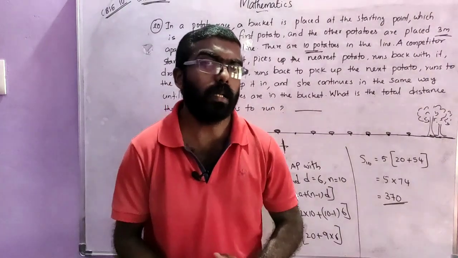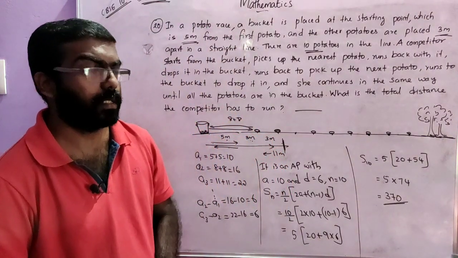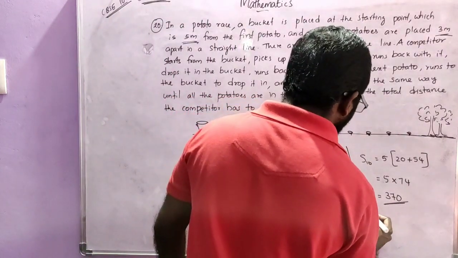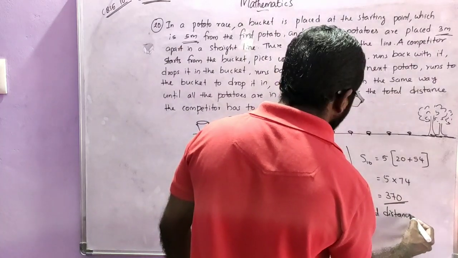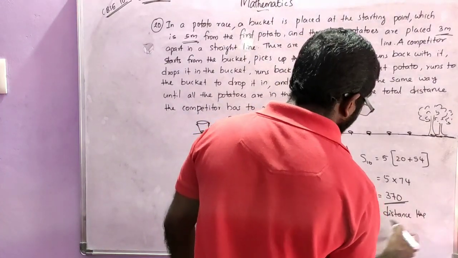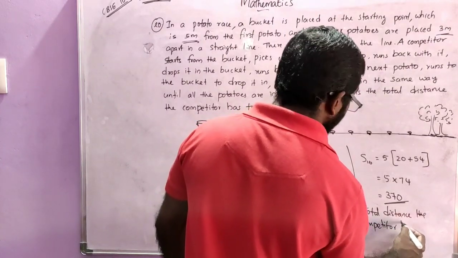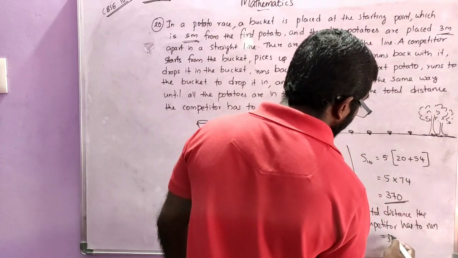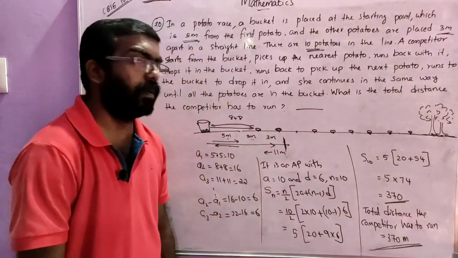Okay. That means the competitor has to run a total distance of 370 meter. Okay. The total distance the competitor has to run is equal to 370 meter. Clear?